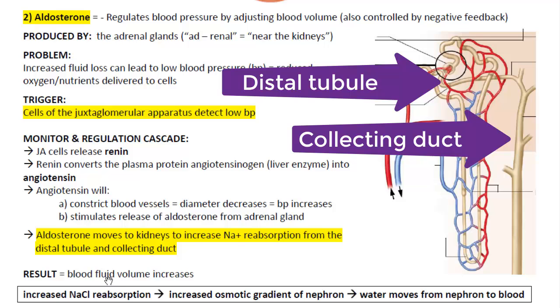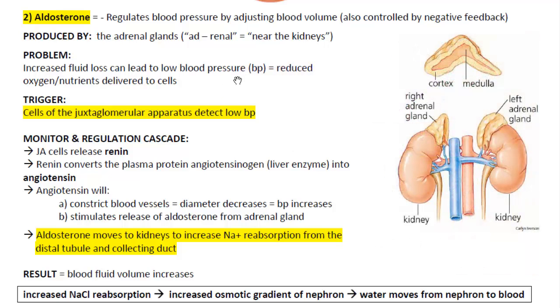and then my blood fluid will increase. So again, if I'm having trouble with my blood pressure, I've got low blood pressure, it's because I've got low blood volume. So if I can increase the blood volume, then I can increase my pressure. So the increased salt reabsorption, sodium specifically, increases the osmotic gradient of the nephron. In other words, it can draw water, and then the water moves from the nephron back to the blood.